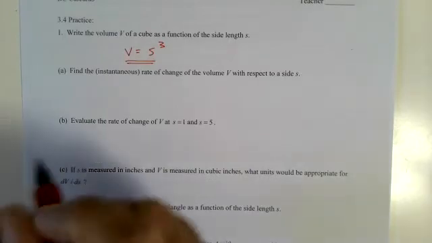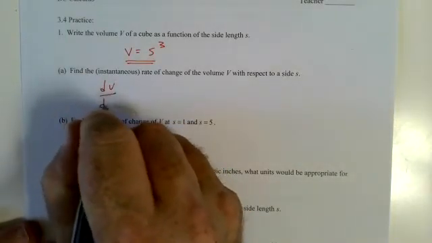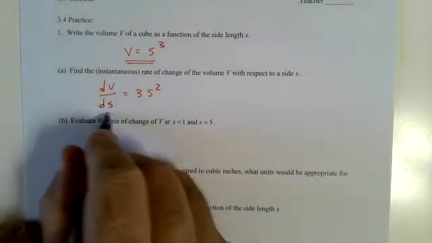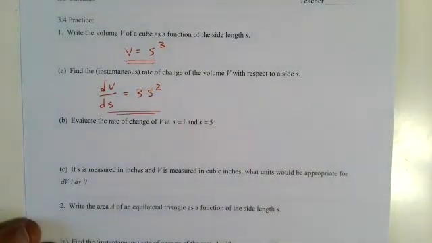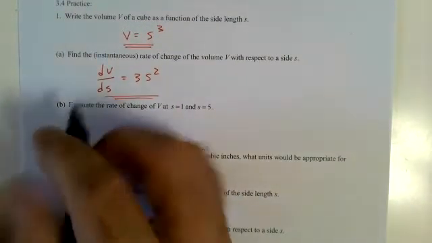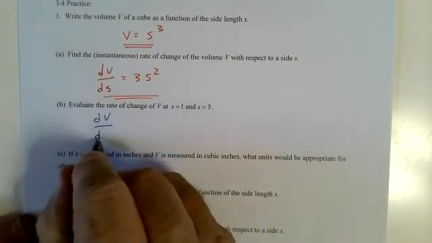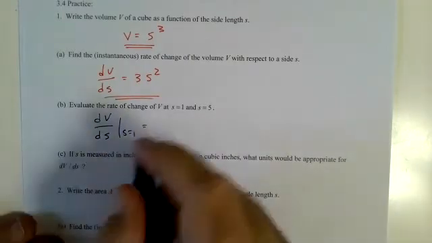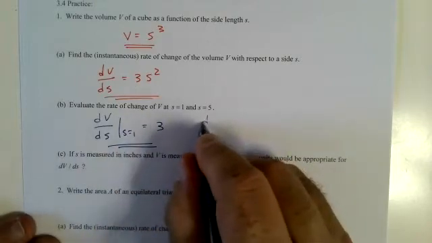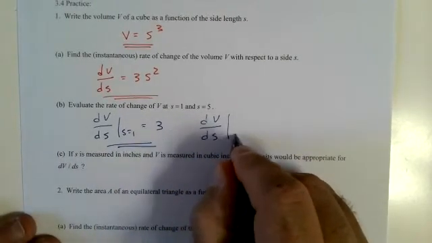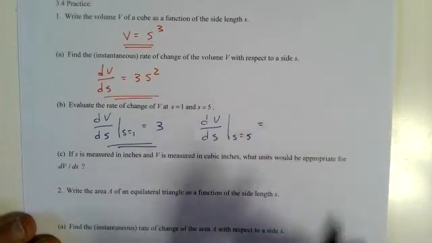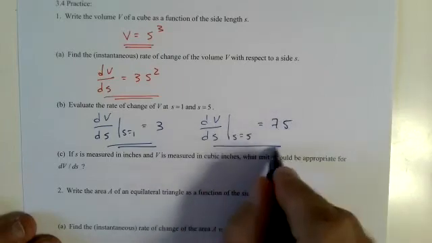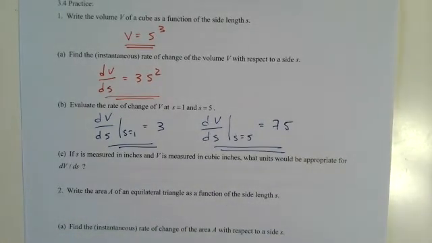Instantaneous rate of change with respect to a side s is dV/ds = 3s squared. What's the rate of change when s equals 1 and s equals 5? So that would just be 3. dV/ds when s equals 5 would be 75. No units here because they didn't give me any units, so I don't give any back. Don't assume meters, meters squared, anything like that.